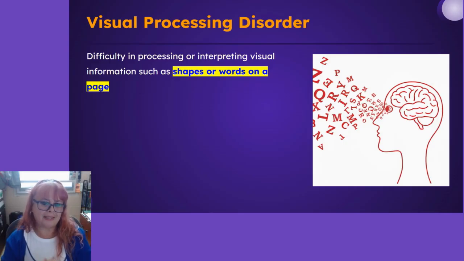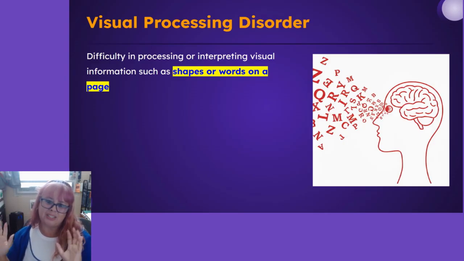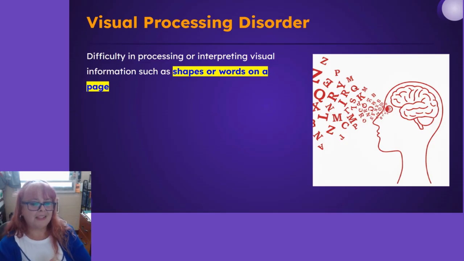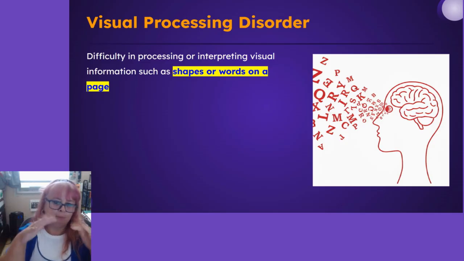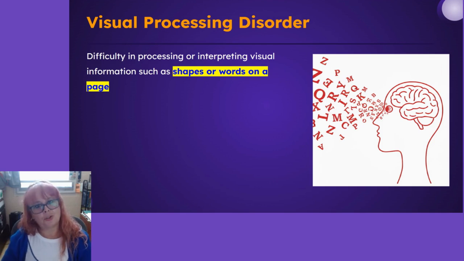And sometimes if they get too many things at one time, their brain doesn't know what to decipher first. So it's overwhelming sometimes. Sometimes kids with visual processing disorder could also have issues with directions. So that's common, or the text will move a lot on them when they're trying to read. So very common for visual processing disorder.